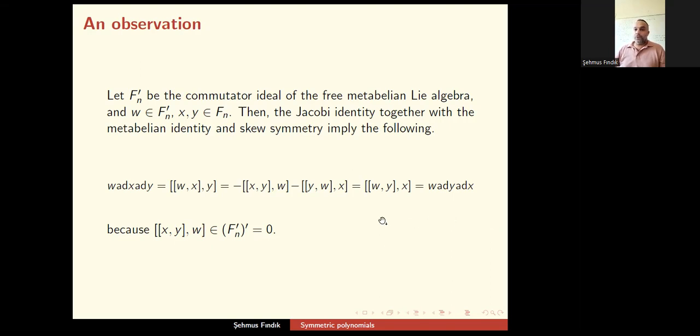So let me go on. The adjoint operator here acts as a multiplication of the commutator from the right side. So this is W commutator X and then commutator Y. Then you make use of the Jacobi identity and skew symmetry to get that the adjoint operator on the right side is commutative when W comes from the commutator ideal.